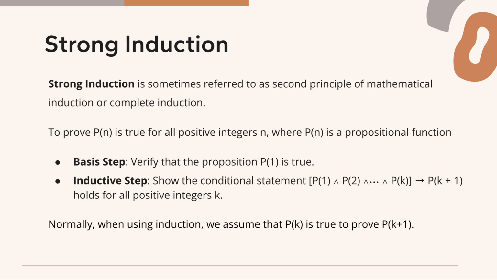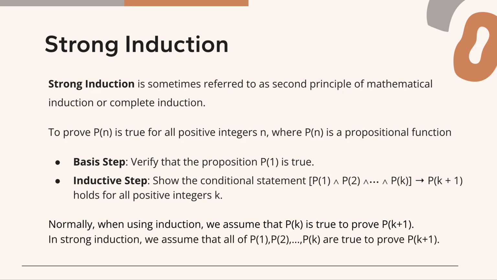Normally, when using normal induction, we assume that P(k) is true to prove P(k+1). However, in strong induction, we assume that all of P(1), P(2) until P(k) are true in order to prove that P(k+1) is true.